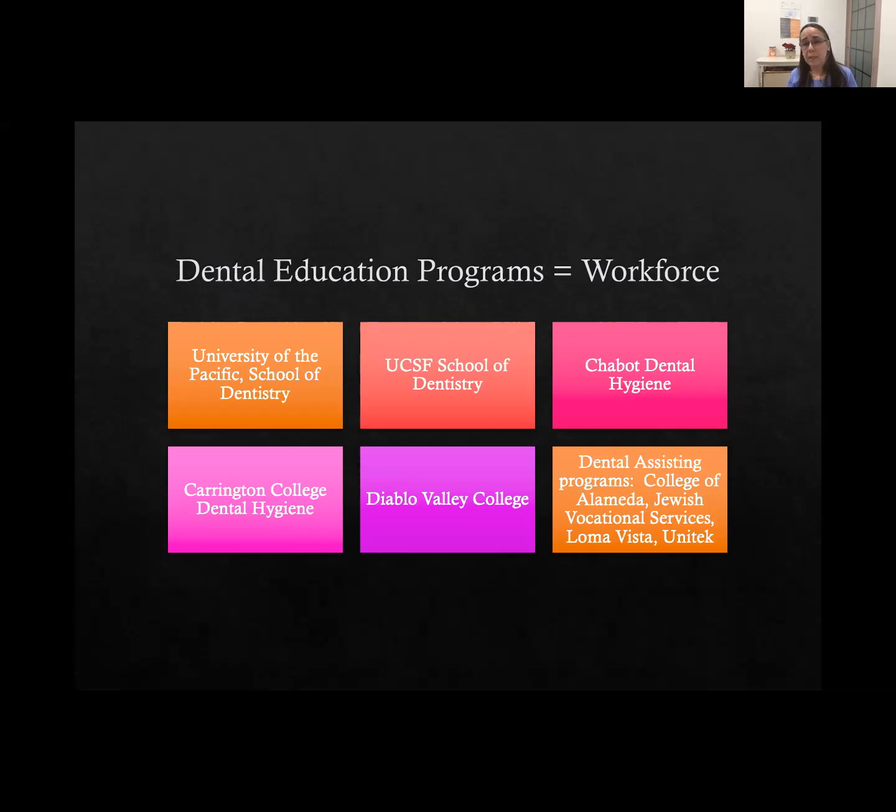So we work with UCSF, University of the Pacific, Carrington College, Diablo Valley College, and any of the dental assisting programs, including in our area now, Jewish Vocational Services, that are trying to develop dental assisting programs, because statewide and nationally, we have a huge workforce issue since some of the for-profit dental assisting programs have closed. And the county programs or the junior college programs are very underfunded, and they graduate very few people. I think they're graduating an average of about 18 RDAs, registered dental assistants, a year, and the need is much greater, in particular as we grow and go out into the communities.